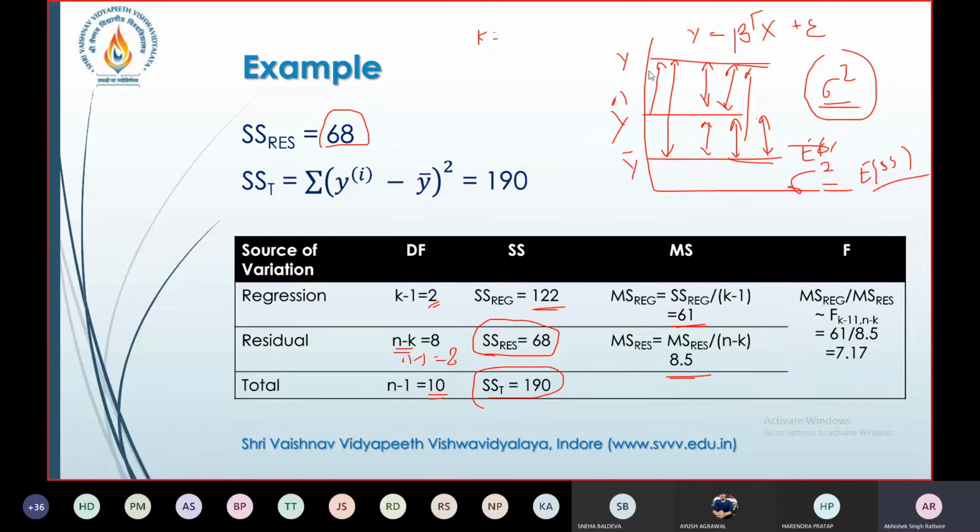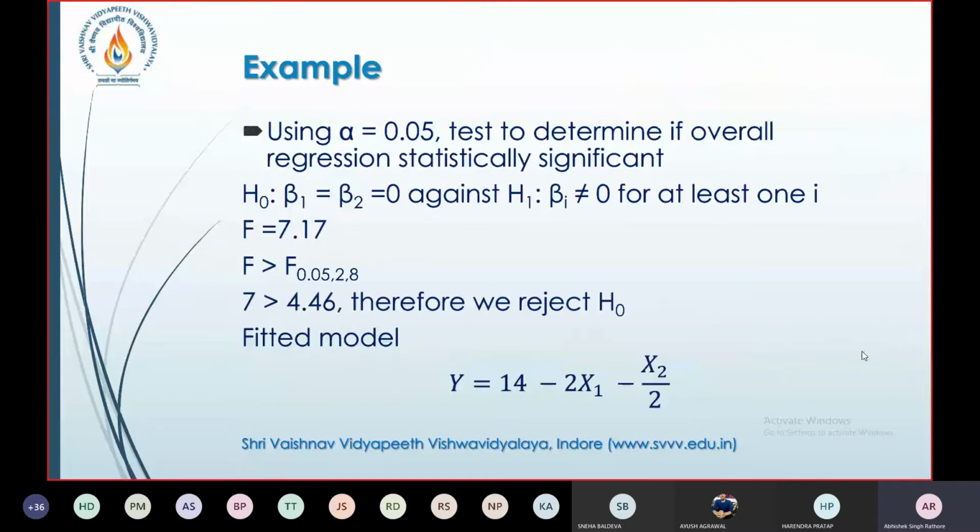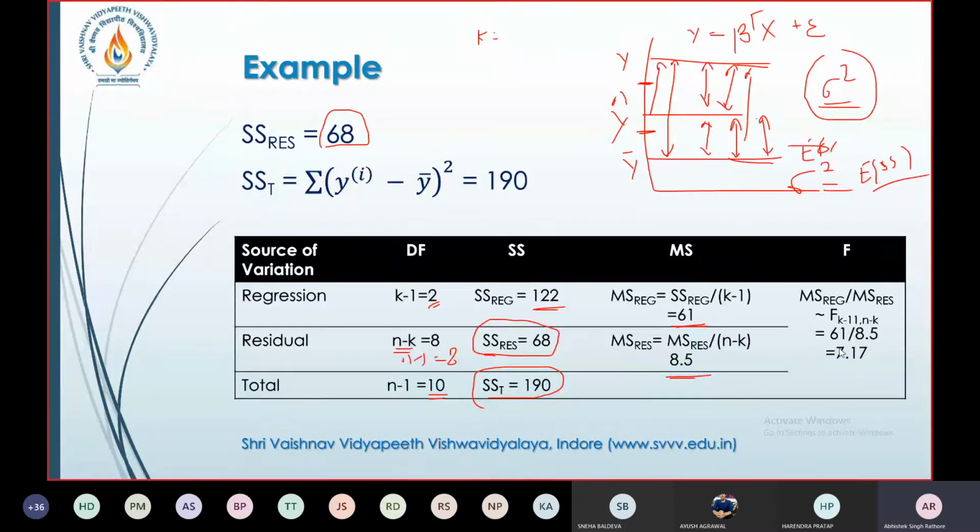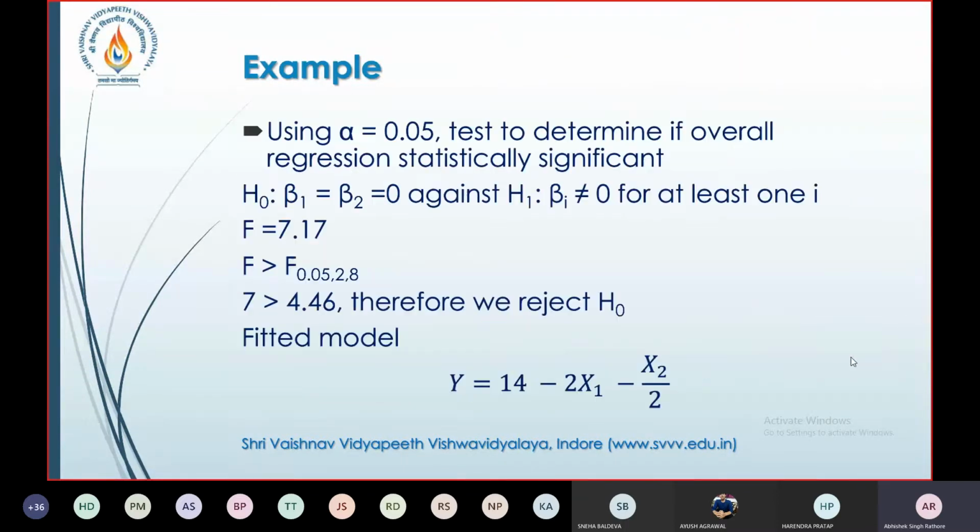So the ratio of this item versus this item should be greater than the tabulated value. The tabulated value is not available here, I'll check in the next slide. So the tabulated value is 4.46, while we are covering more than that. So we can say that we are achieving a value of 7.17. So this is how we calculate 7.17.